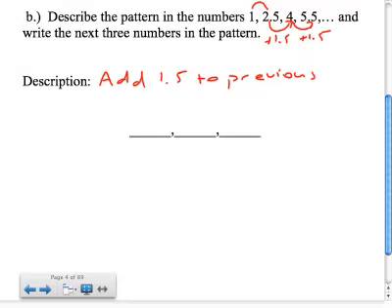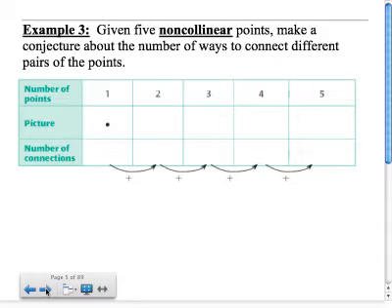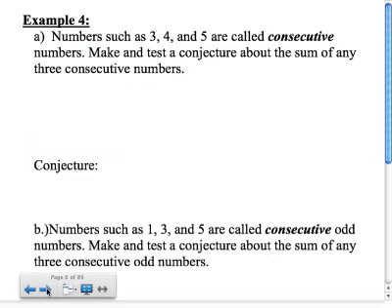Clearly 5.5 plus 1.5 is 7. 7 plus 1.5 is 8.5. 8.5 plus 1.5 is 10. And again, the more you look at these, the easier these patterns are going to be for you to see. I'm going to skip this one. I took this one out of your notes.